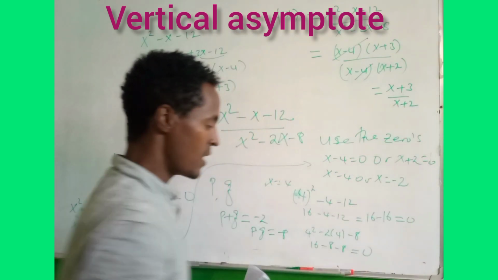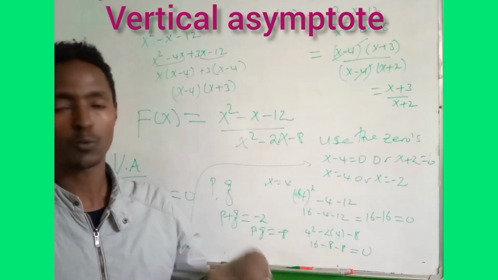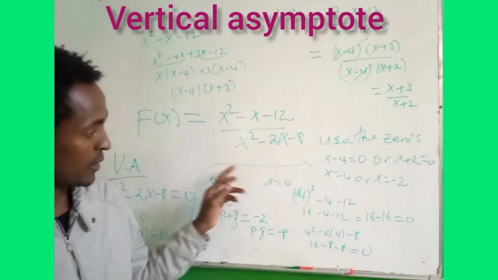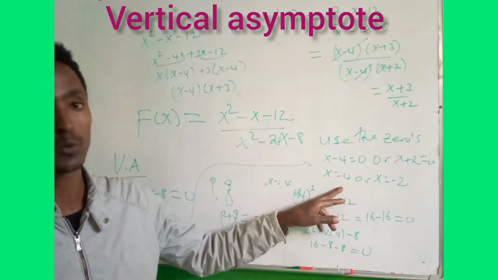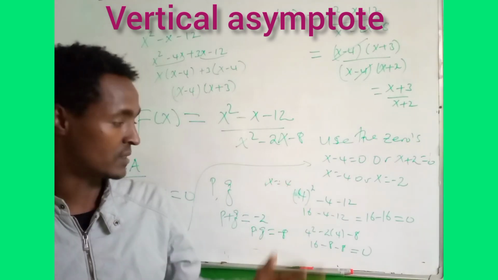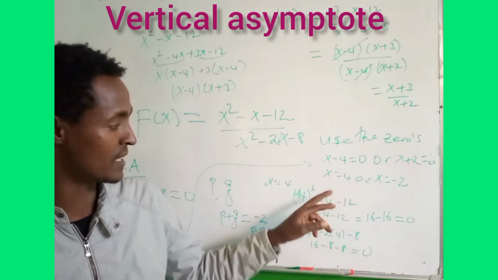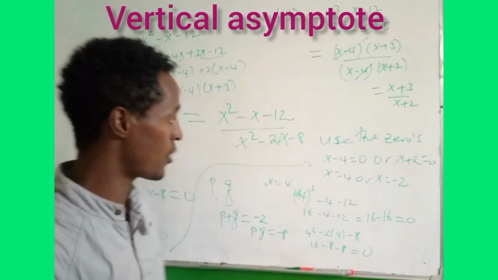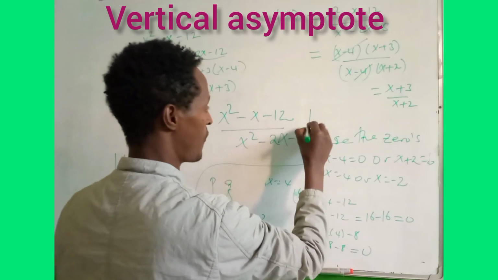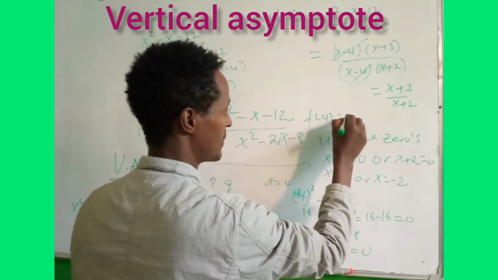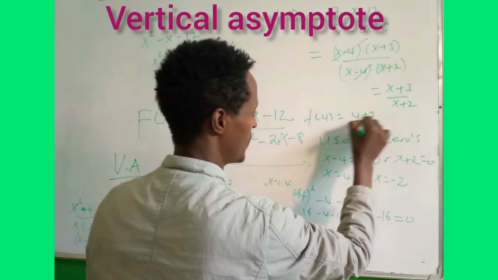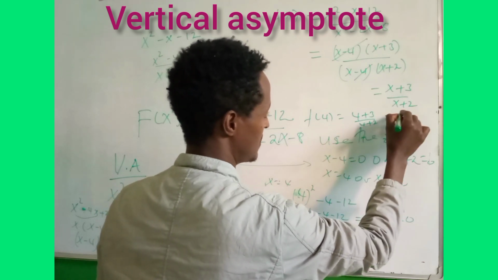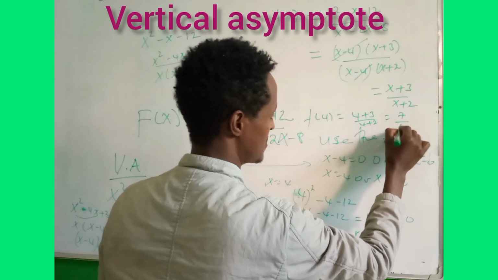So where is the hole? At what point the hole occurs is our question. The hole occurs at x is equal to 4. At this x is equal to 4, we have to find the value of y, which is obtained by inserting 4 into the expression above. So f of 4 becomes 4 plus 3 over 4 plus 2. What is 4 plus 3? It is 7, over 4 plus 2, which is 6.